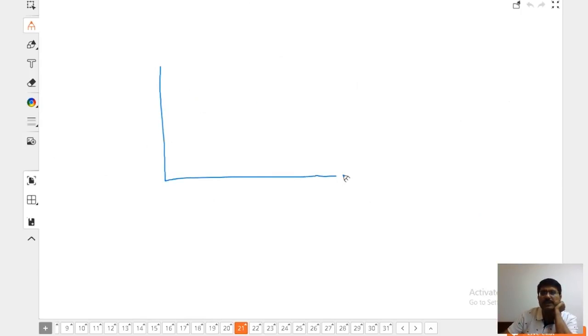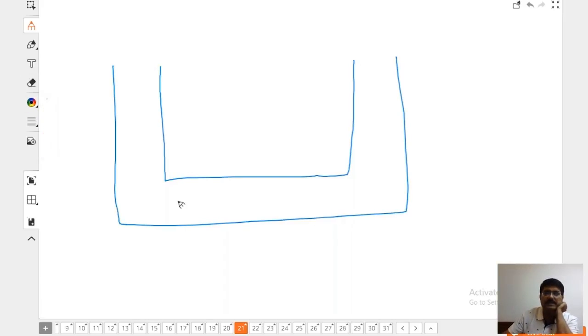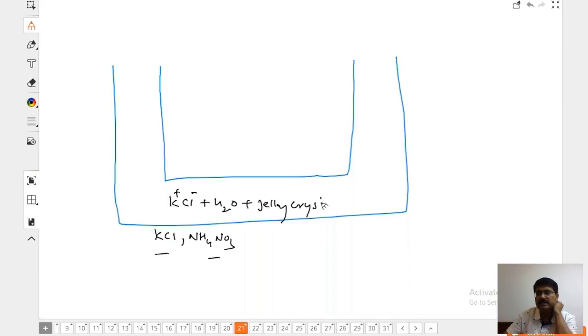Salt bridge, a U-shaped tube. It is a U-shaped glass tube. In this, we add some inert electrolyte. It may be KCl, it may be ammonium nitrate, it may be any of them. Suppose we add KCl, K+ and Cl-, correct? We add water into that and we add few jelly crystals into that. This is the same jelly which you use for eating also. You must have seen this jelly in your kitchen, right? We take water, we add few jelly crystals, agar agar, and we put sugar into that and mix it. Then we refrigerate and it becomes semi-solid.